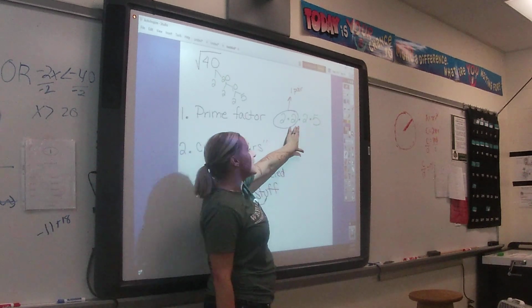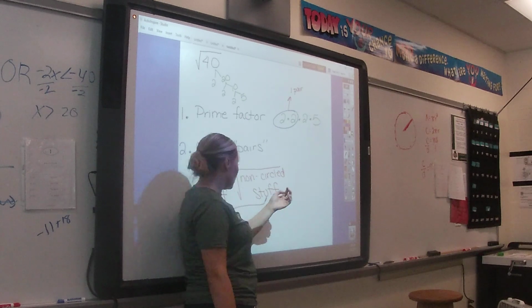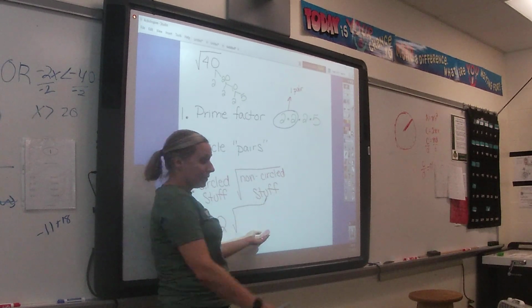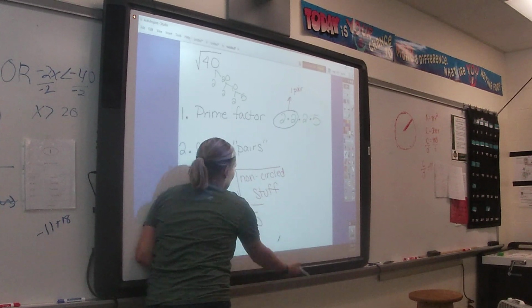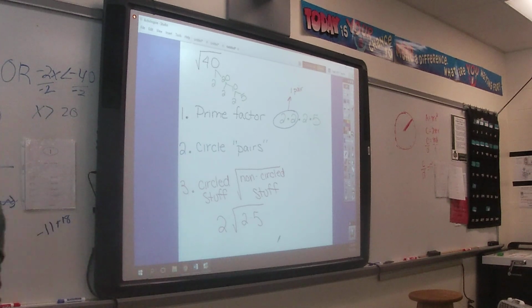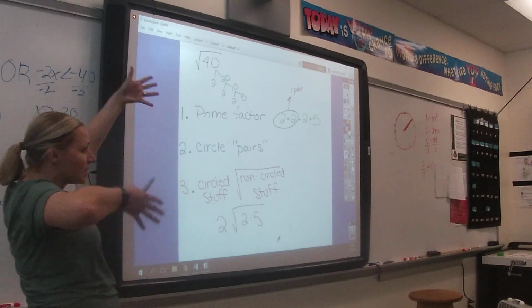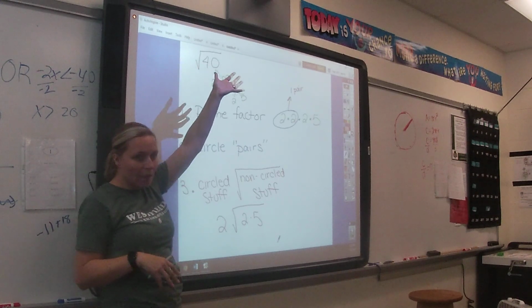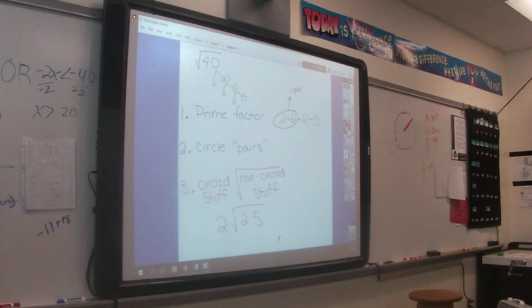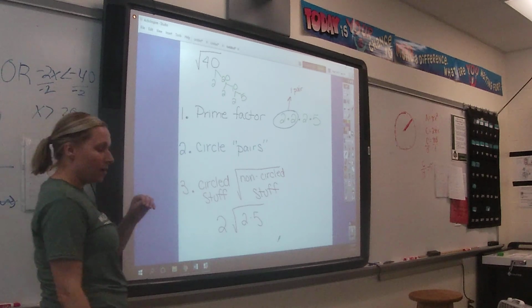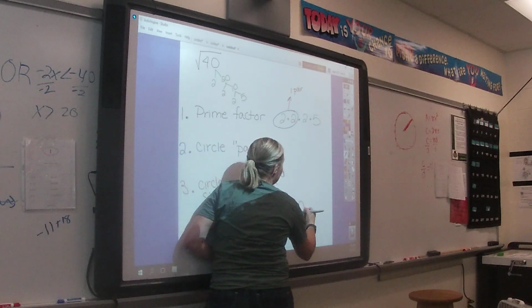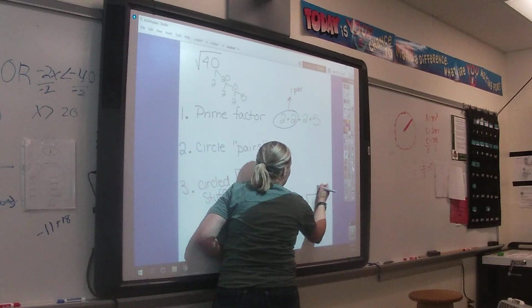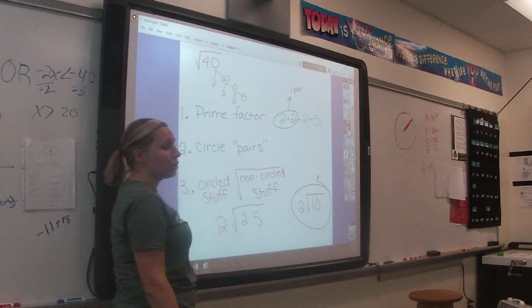Then this stuff that's not circled goes on the inside. So 2 and 5 are going inside. Anything that is in the same location gets multiplied together. So all the outside stuff gets multiplied together, and all the inside stuff gets multiplied together. So 2 is outside, 2 and 5 are both inside, and we get 2 square root 10.